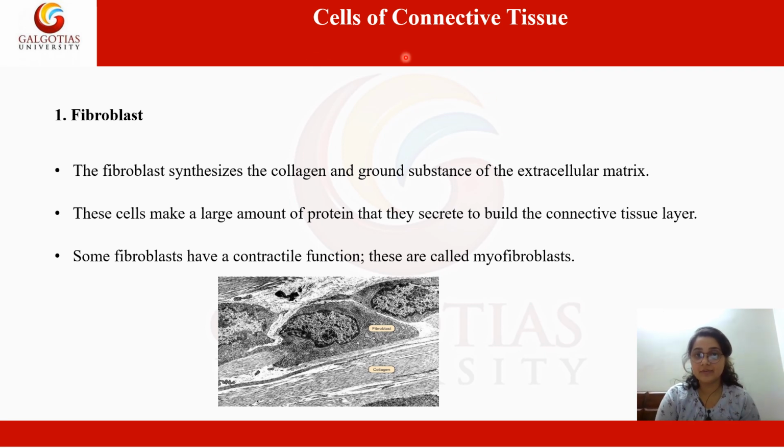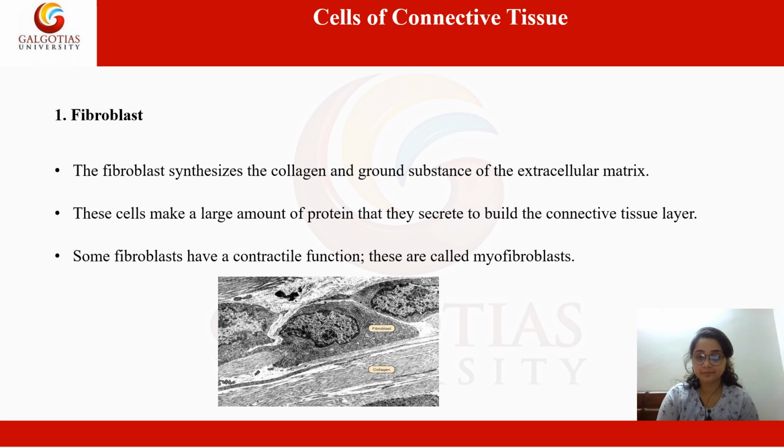Now, let's look at some of the cells of the connective tissue. The first cell of the connective tissue is the fibroblast. The fibroblast synthesizes the collagen and ground substance of the extracellular matrix. These cells make a large amount of protein that they secrete to build the connective tissue layer. Some fibroblasts have a contractile function and they are known as myofibroblasts. Myo means muscle.